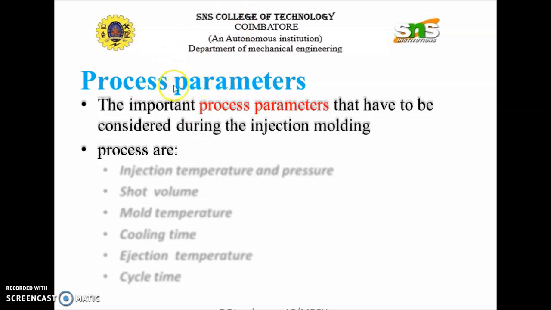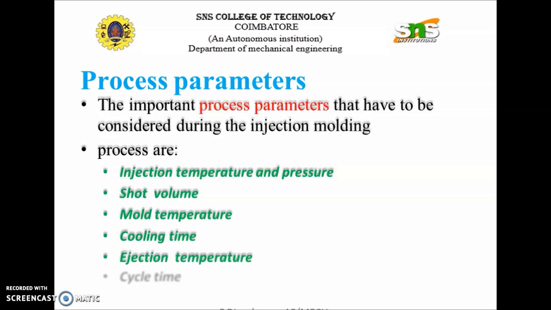Next we are going to discuss the process parameters. First one is injection temperature and the pressure of the mold cavity. Next one is shot volume, and then mold temperature and the cooling time of the poured material, and then the ejection temperature of the final part, and then the cycle time. These are all the main process parameters in injection molding.